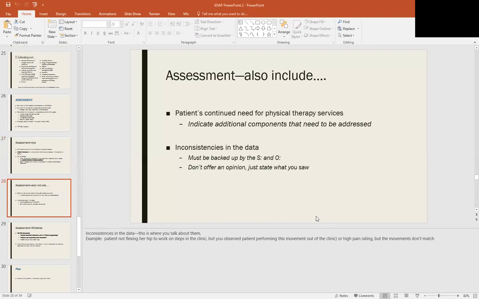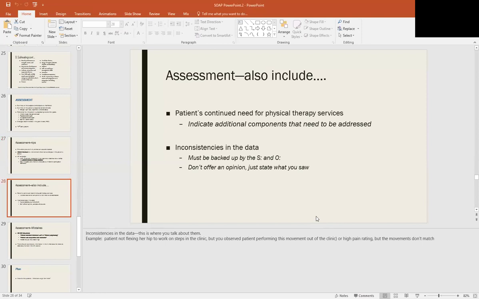You also want to include any inconsistencies in the data you obtained during treatment that day. This needs to be backed up by information in the subjective and objective sections, and this is where you don't want to offer an opinion. You just have to objectively state what you saw. The best example I have of this is a patient who you think is malingering. Malingering is basically, quote, faking. That's a whole other lecture at another time, so we're not going to get into it too much.